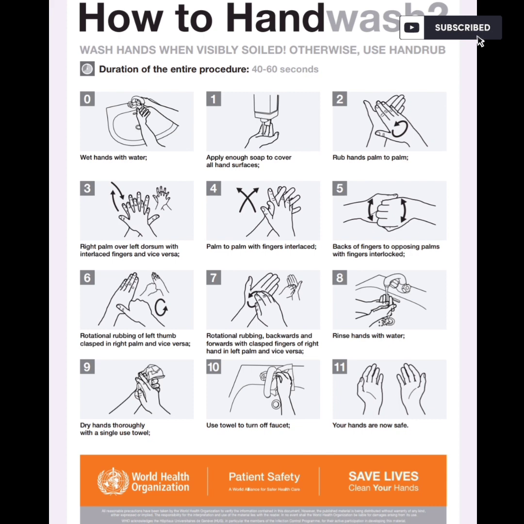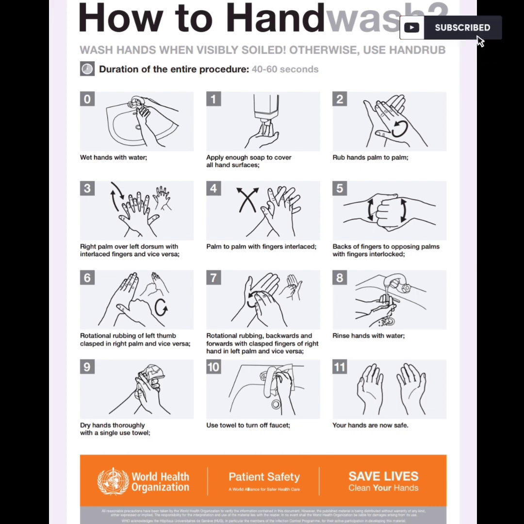Now see from the second step. Second step is palm to palm. Third step is palm to the dorsum of your hand, first right and then left. Fourth is interlacing your fingers. Fifth is rubbing the back of your fingers to opposing palms. Sixth is rotational movement of the thumb. Seventh is again rotational movement, but then with the clasped fingers and over to the palm.